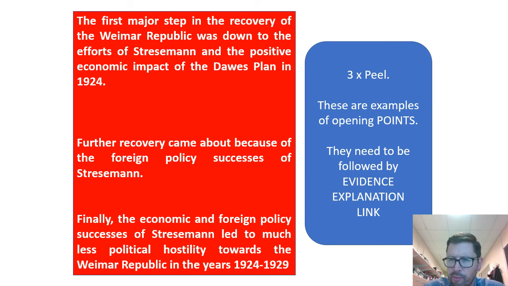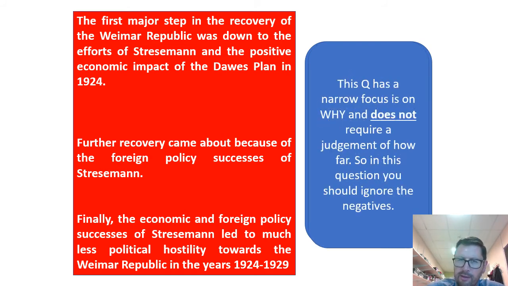These are the examples of opening points you could use. So the first paragraph you could begin, the first major step in the recovery of the Weimar Republic was down to the efforts of Stresemann and the positive economic impact of the Dawes Plan in 1924. That is your point. You then need to provide evidence of that recovery, how it came about and how strong it was, an explanation of why it happened, and then link back. Therefore, the Weimar Republic recovered because its economy grew stronger. And then you just repeat for the remaining 2 paragraphs.